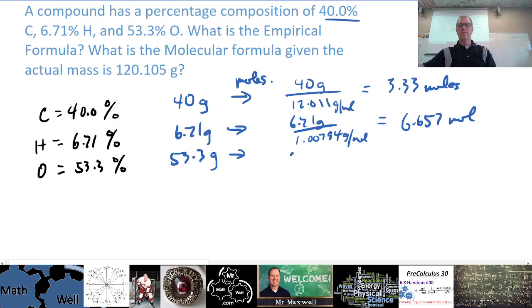And then finally, 53.3 grams of oxygen divided by molar mass, which is 15.9994 grams per mole oxygen. 1.46. What'd you get? 1.462.